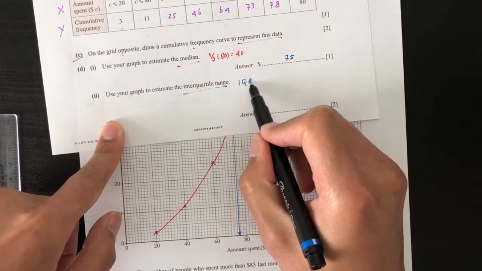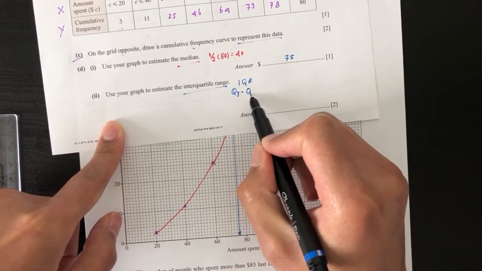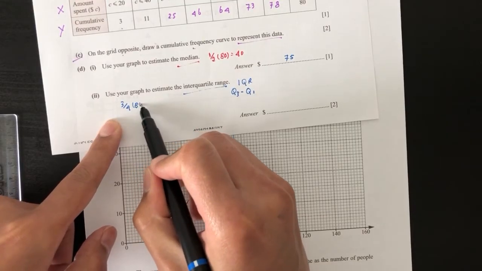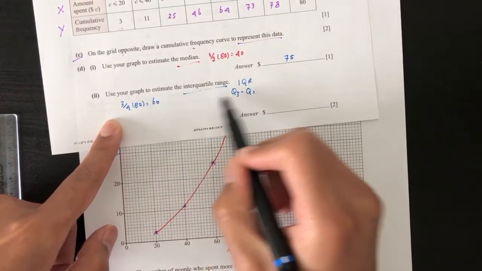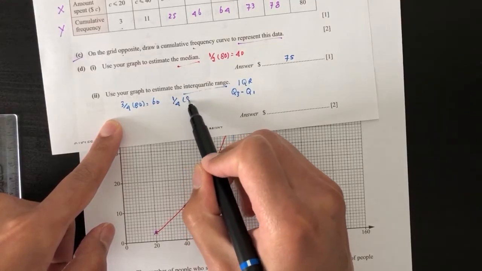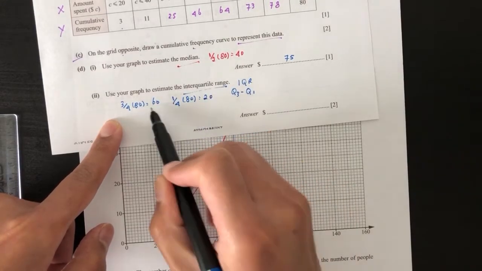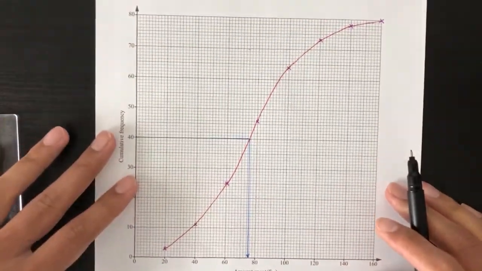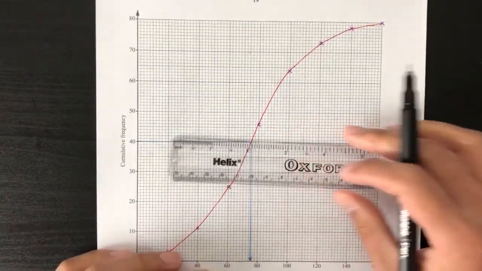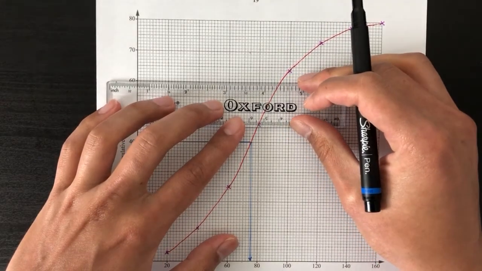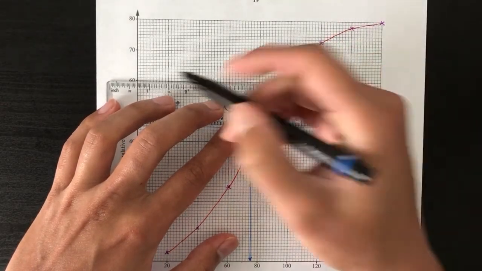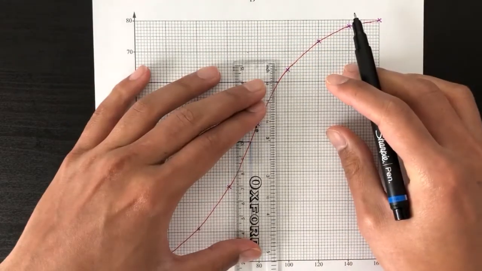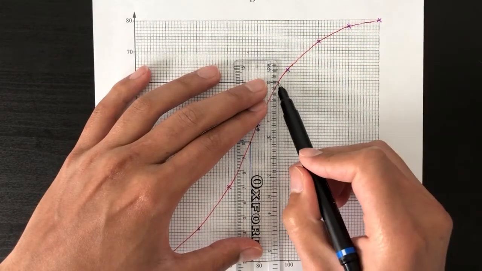So IQR, it is Q3 minus Q1. As you know, Q3 is 3/4 of 80. That will be the 60th element, and Q1 will be 1/4 times 80. That will be the 20th element. So 60th minus 20th. So 60th is here. So I have a value of, let's find out.